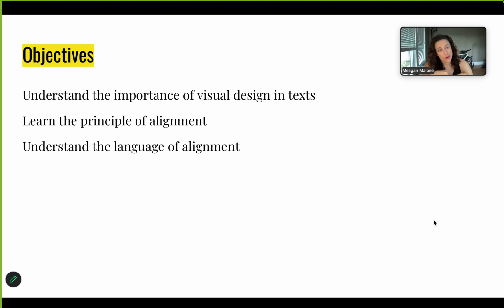Then we're really going to focus on the first principle of design, not necessarily the first in everybody's book, but the one that I like to start with: the principle of alignment. I also want to make sure that you understand the language of alignment, because we're going to be doing an exercise in visual design and an exercise in using social media as a place to compose and to think about audience. So that's what I hope for this, and we'll move on.